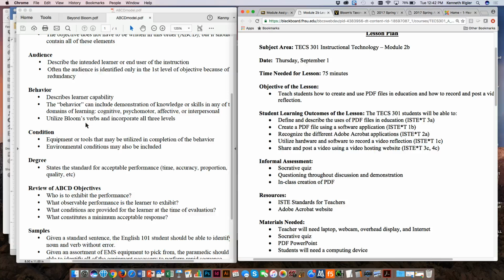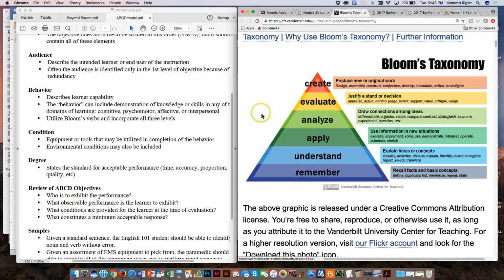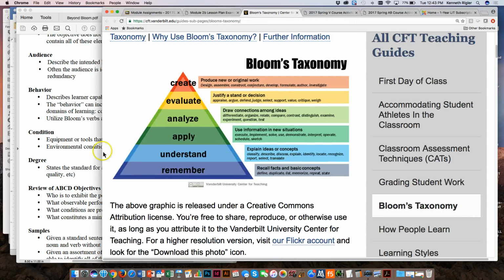How many of you have heard of Bloom's taxonomy? Okay, it's a nice education thing that you're going to learn about. You take Ed Psych, you'll probably learn even more about it. So I'm just going to very quickly give you a reference point here. So here's a graphic that shows a little bit about Bloom's taxonomy.